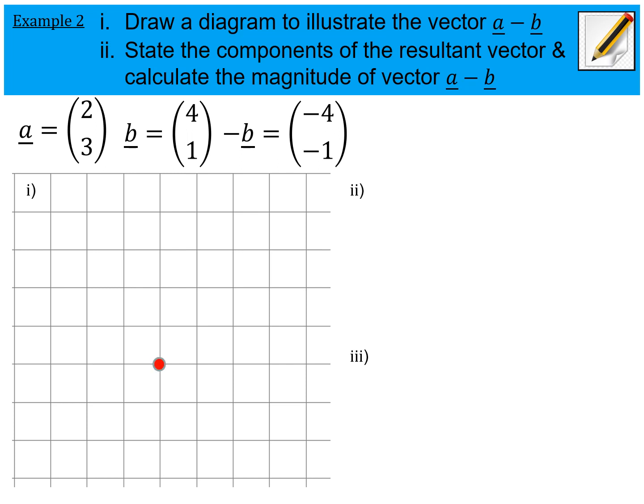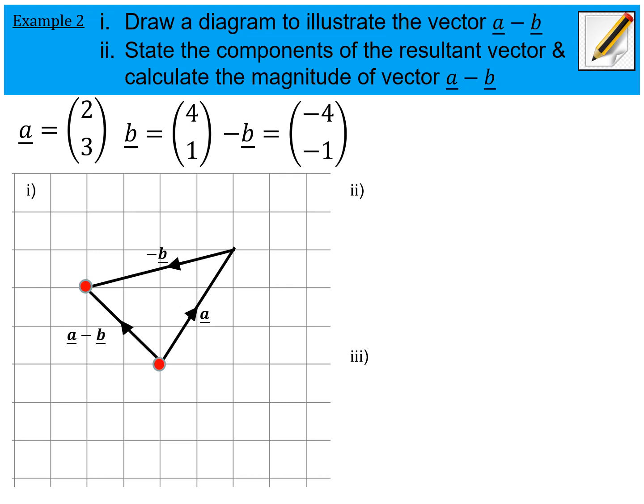Now we can start thinking about drawing the diagram. So from our starting point, we're going to draw vector A, which is 2 to the right and 3 up. So we draw in vector A. From the end of vector A, we're going to draw vector negative B this time. So it's 4 to the left and 1 down. That gives us our end point, and we can draw in vector negative B. Now we can draw in the shortest vector from the start to the finish. So that gives us our shortest route for A subtract B.